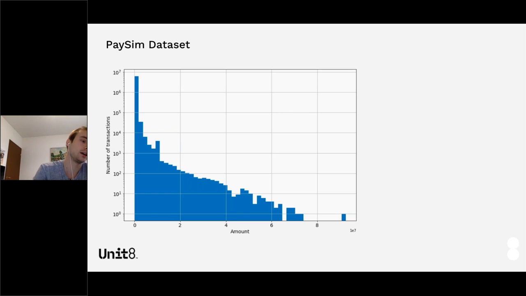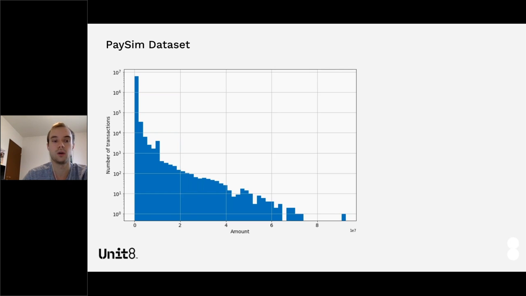If we look at this histogram, which represents the distribution of the amounts of all the transactions, you can see that the vast majority of transactions are not very high when compared to the highest one, and transactions that are very high are outliers in the sense that there are not many of them. And just a quick reminder, if you look at the y-axis, this is a log scale, so the difference in distribution is quite significant.